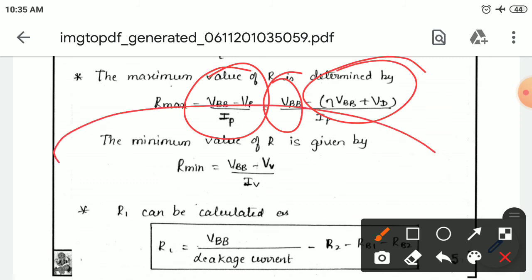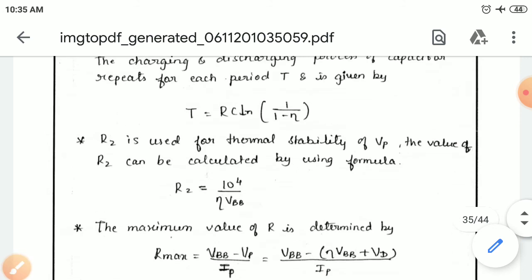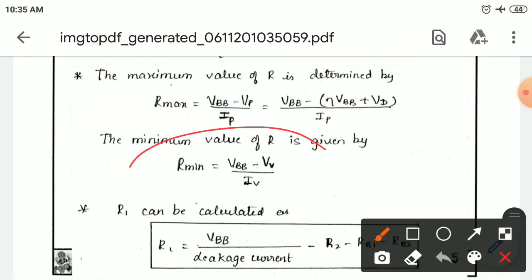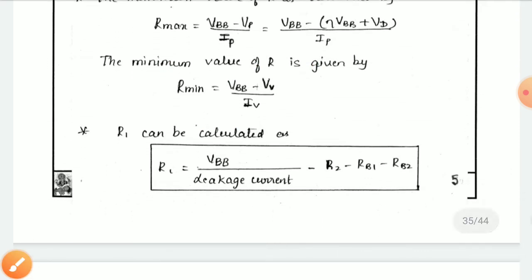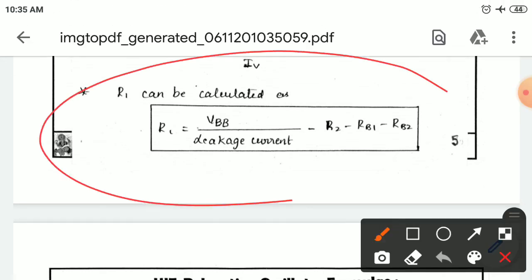So the minimum value of R is given by R minimum is equal to VBB minus VV divided by IV. VBB is nothing but the voltage applied between the two bases, base 1 and base 2. VV is the valley point voltage, and IV is the current at the valley point. Using that you can calculate the minimum value of the resistance. Then R1 is calculated using this formula. Just refer to this formula, and using this you can calculate the value of R1.